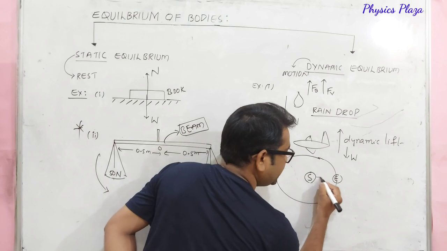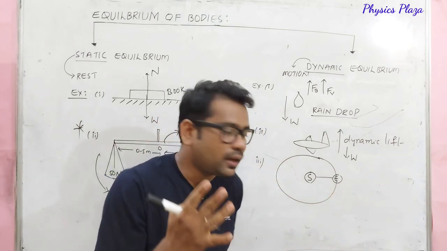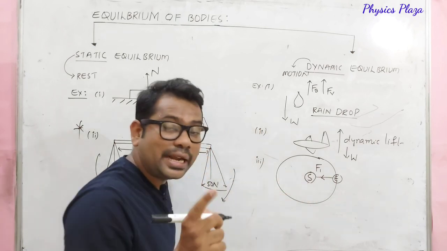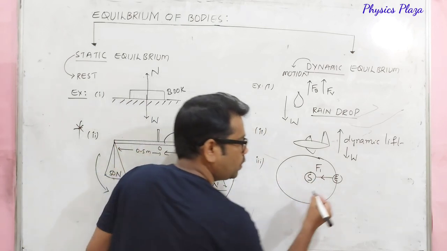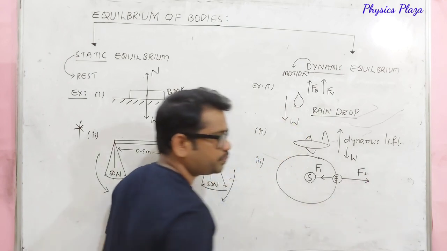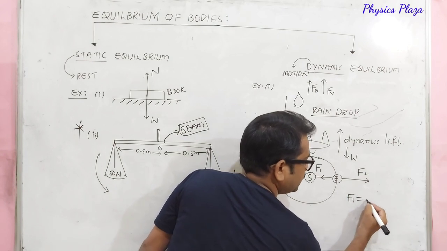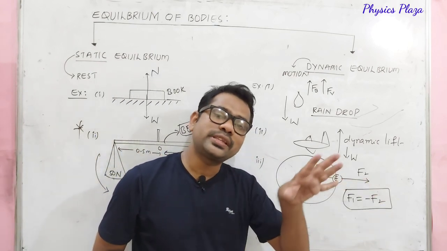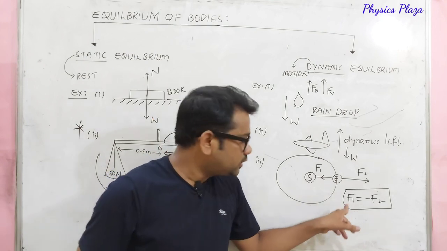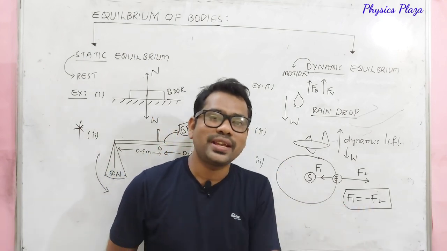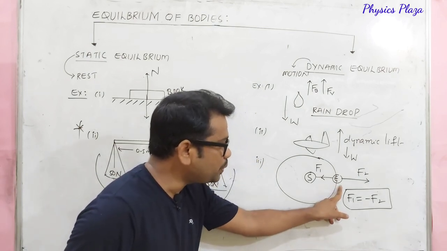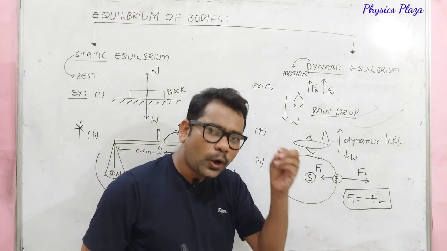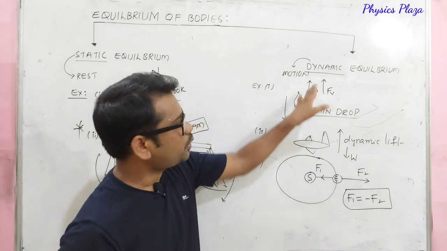In the next session we are going to learn about the forces acting on the earth when it is in motion. There will be a centripetal force, let us denote it with F1, which is always acting towards the center. Whereas there is one more force, the centrifugal force. These two forces are equal in magnitude but opposite in direction. So the net force will be zero. As the net force is zero, the forces acting on the earth do not change its state of motion. So the earth is said to be in dynamic equilibrium. Why? Because the forces acting on this body are not changing its state of motion.